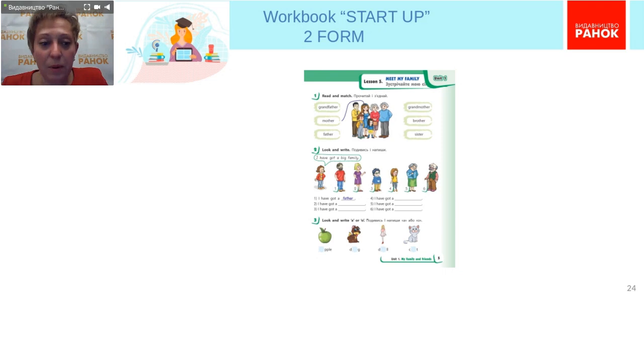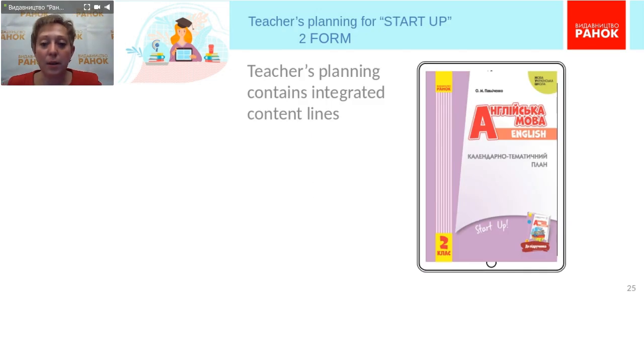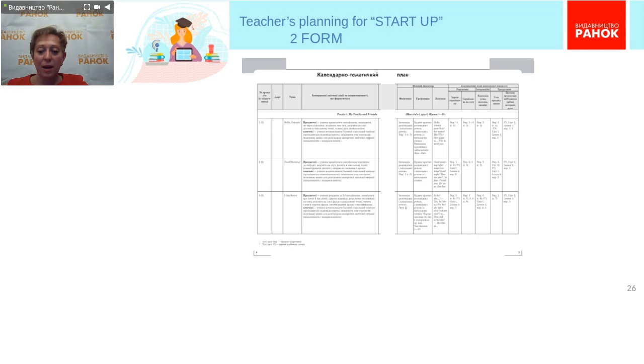A workbook is available for our textbook, and now I would like to show you the teachers' planning. It has been developed to help you, dear colleagues, because this year our teachers' planning contains integrated content lines. You can see the page of planning here, and of course you can order it and use it in your work.